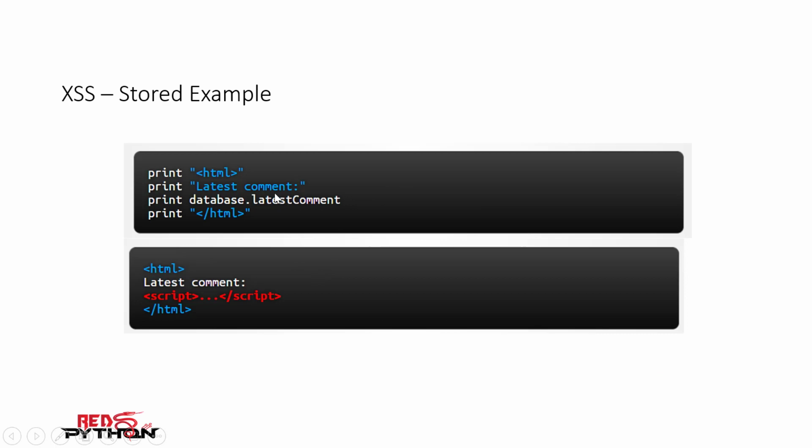So this is the stored example of how the code will look in the HTML page, right? In this first example, the page is accepting comments, so it will fetch the last comment from the database, but if the comment from the database is a script, it will just display the script there. It will run the script.